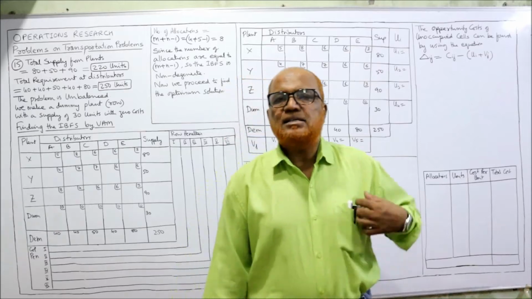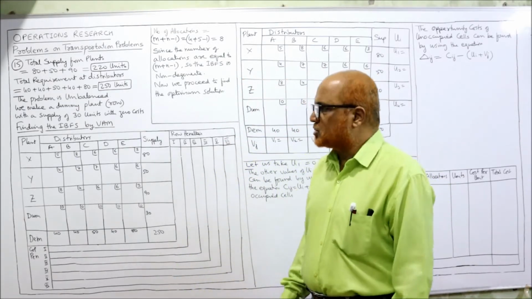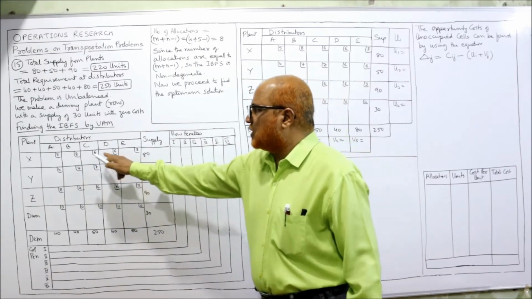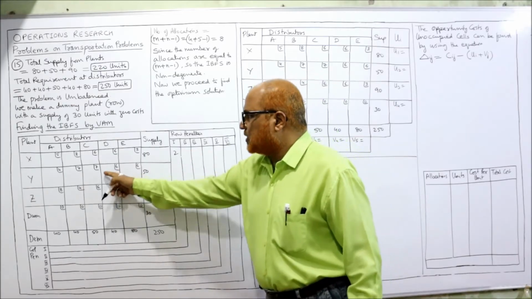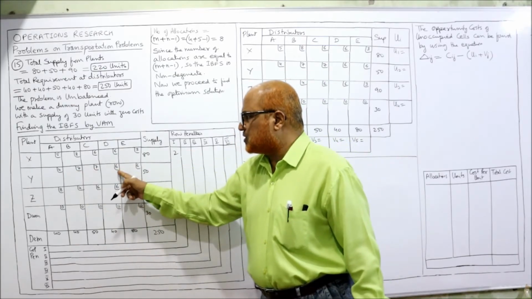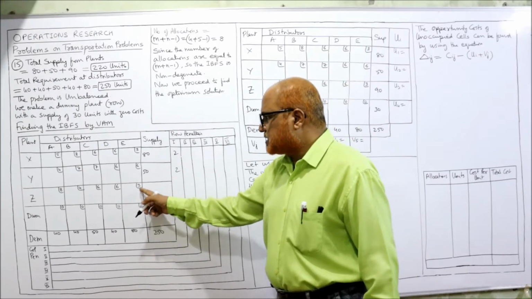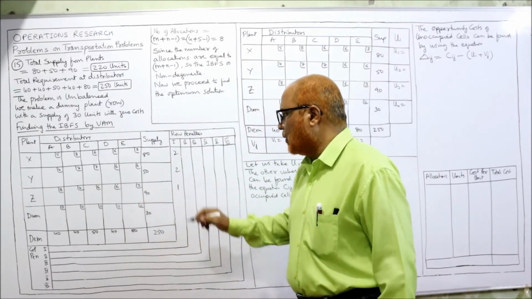Now, penalty is the difference between the smallest cost and the next smallest cost. In the first row, the smallest cost is 3. Next smallest is 5. 5 minus 3, 2. In the next row the smallest cost is 4, next smallest cost 6. 6 minus 4, 2. In the third row the smallest is 3, next smallest 4. So 4 minus 3, 1.